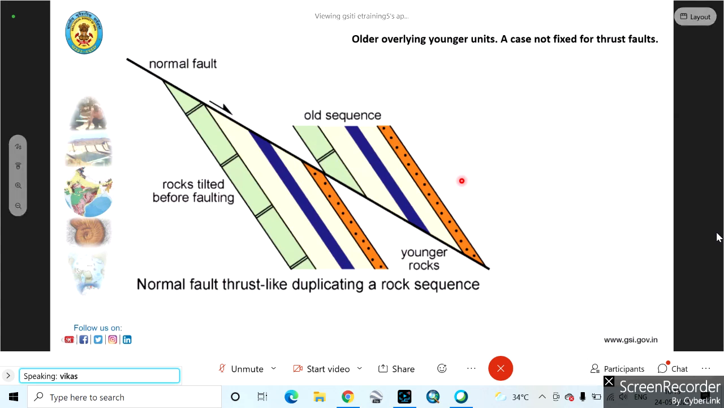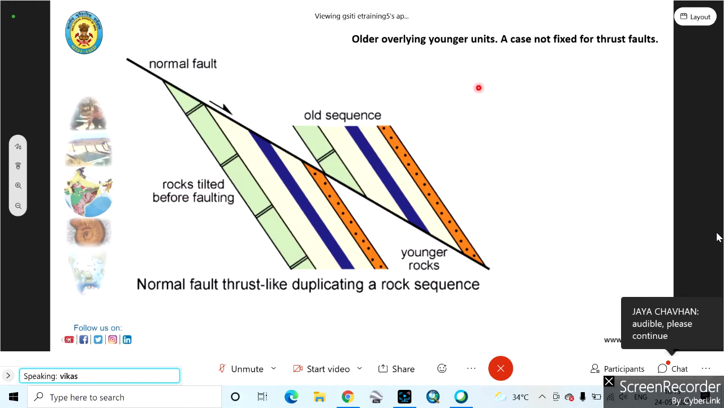Now you can notice it here. Not audible. Am I still not audible? Hello. Yes, you are audible, Vikas. Hello. Audible, sir. You are audible.